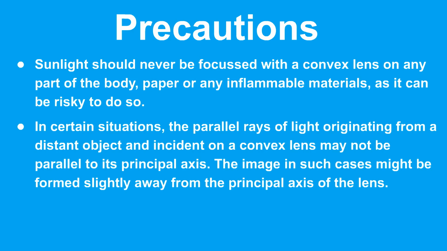In certain situations, the parallel rays of light originating from a distant object and incident on a convex lens may not be parallel to its principal axis. The image in such cases might be formed slightly away from the principal axis of the lens.